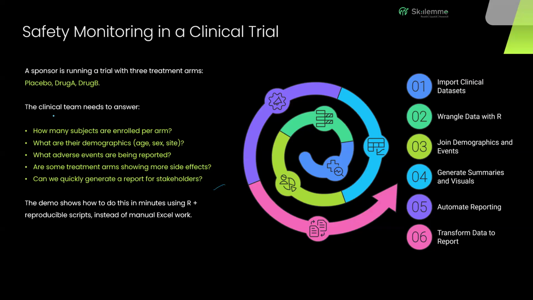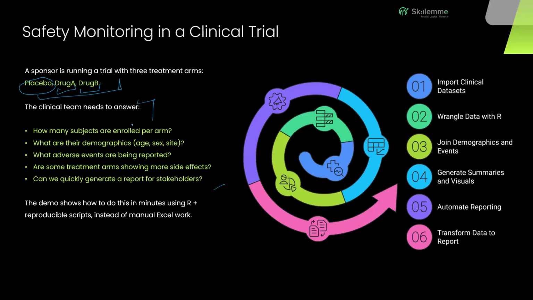Okay. So let's say there's a sponsor who is running a trial with three treatment arms. Placebo means there is no actual treatment being given to the person, to the patient. There is a drug A that is being researched, and the drug B. So these are the three treatment arms that we can look at.